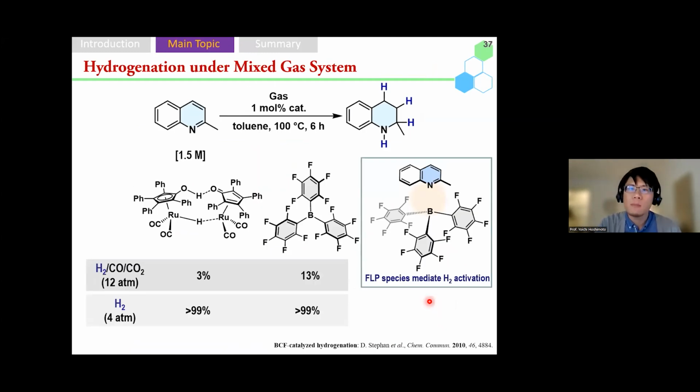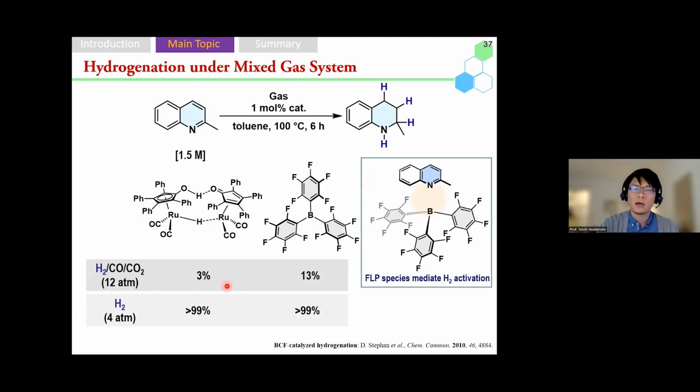In the presence of 1 mole% catalyst, hydrogenation of 2-methylquinoline was carried out in toluene. When using Shvo's catalyst, a well-known ruthenium-based hydrogenation catalyst, the reaction of course proceeded quantitatively with purified hydrogen. However, when using a 1:2:1:2:1 mixture of crude hydrogen, H2 and CO2, the reaction did not proceed well.